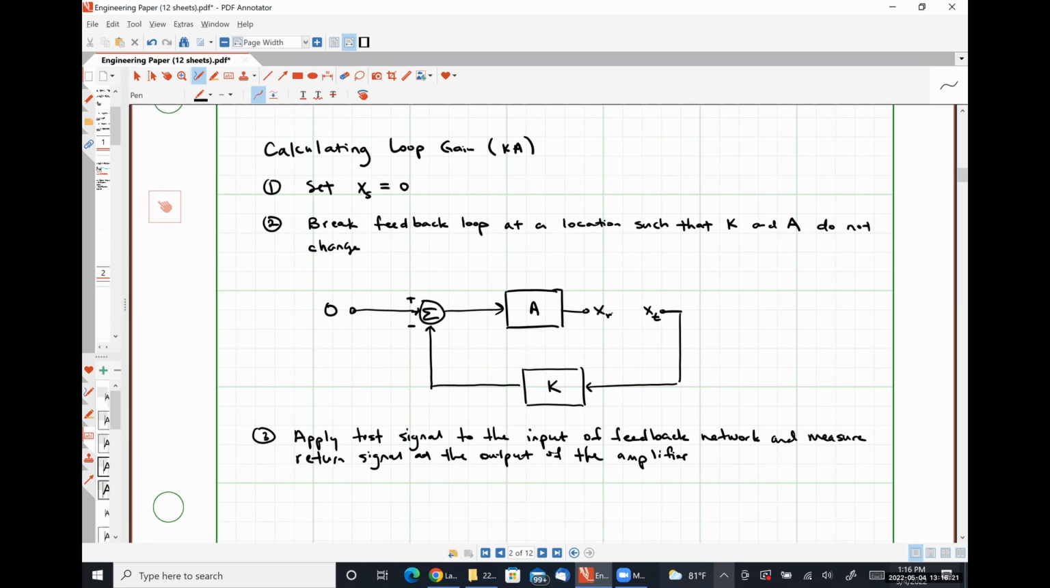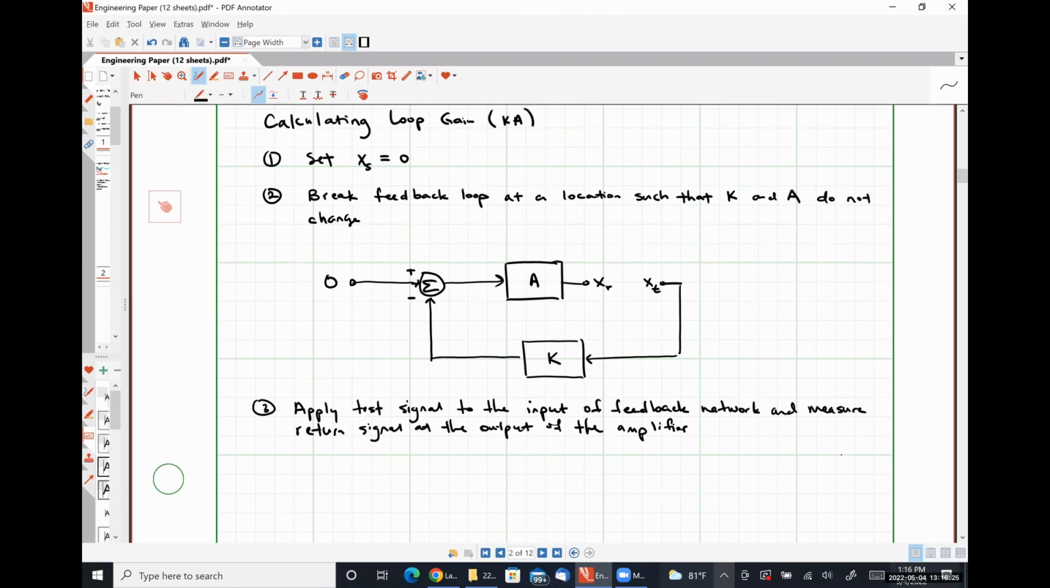Where XR here represents our return signal. And then finally, just by following our signal flow diagram here, we can see that we'll have a signal of XF is equal to K times XT here.